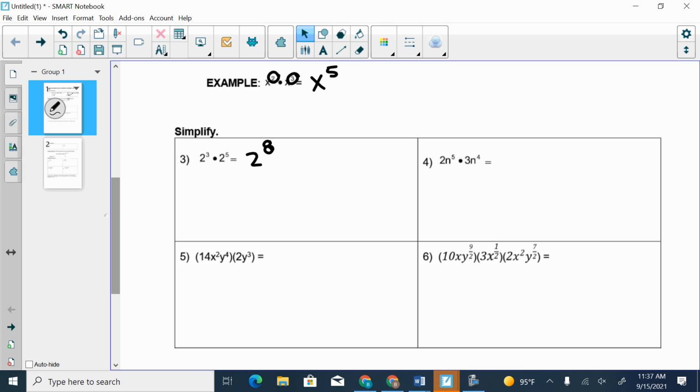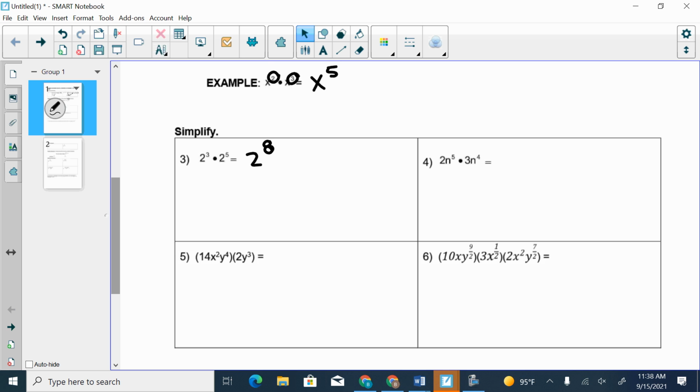Now, if I wanted to actually see what that was, 2 to the 8th, I can type that in my calculator, right? That means 2 times 2 times 2 times 2 times 2 times 2 times 2, right? All those times. Now, if it's a variable, we can't type that in our calculator because we don't know what the base is. So we have to leave it like this if it's a variable. All right? Number 4.